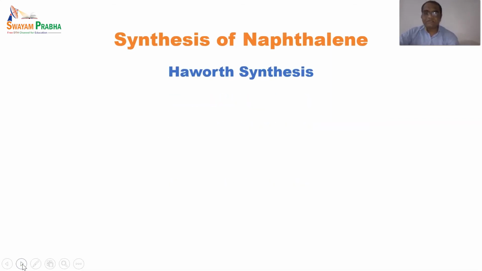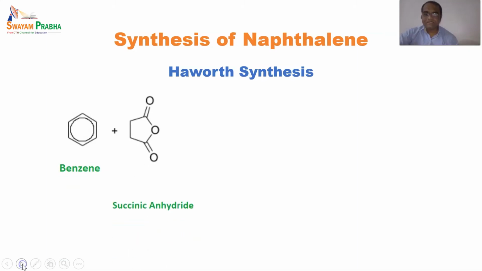After that, synthesis of naphthalene, one important method is the Haworth synthesis. Benzene is treated with succinic anhydride in presence of aluminium trichloride. Such a reaction is carried out under dry conditions.